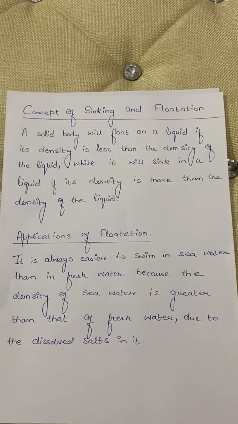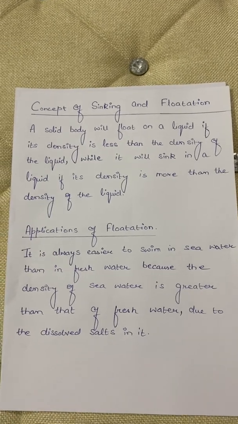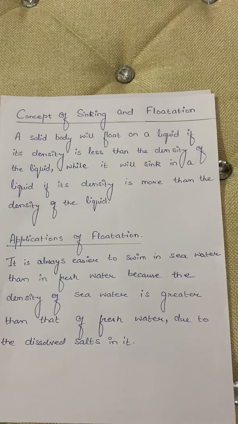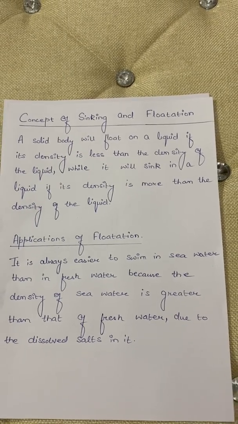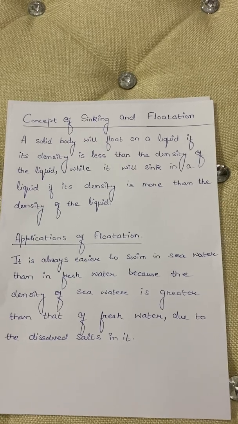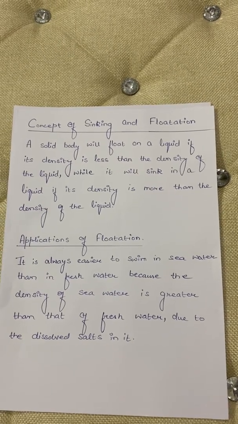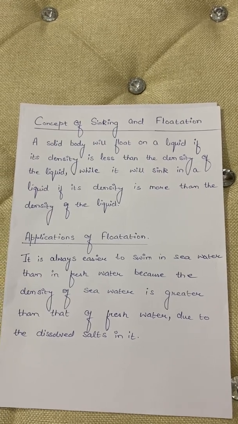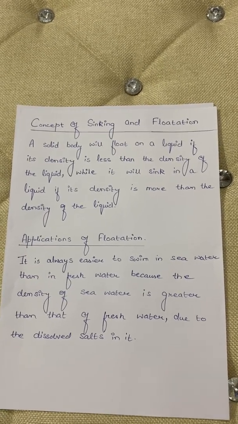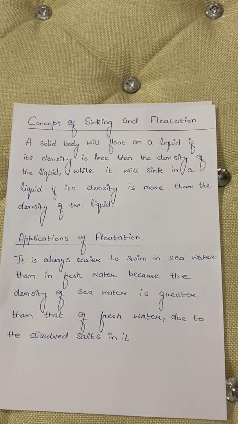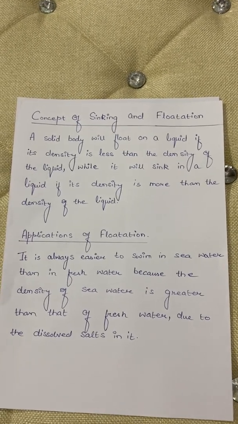And why is it so? Because we know that in seawater there is a large amount of dissolved salts, and because of those dissolved salts, the density of seawater is always higher as compared to fresh water. So the higher the density, the more the upthrust on the body, and therefore easier it will be for a person to swim.